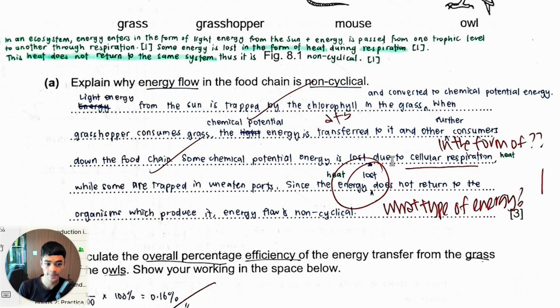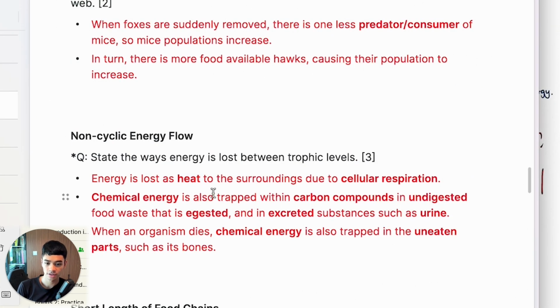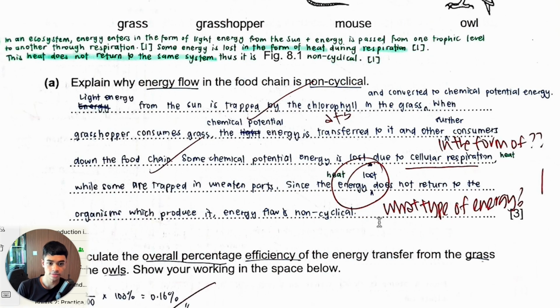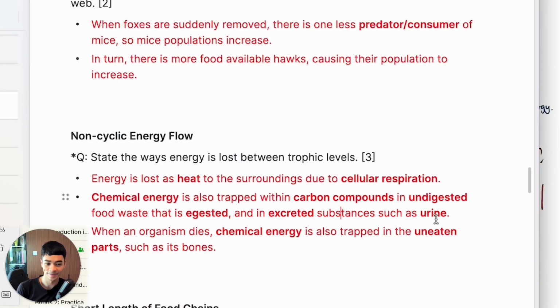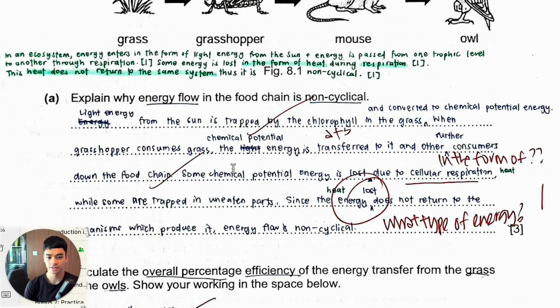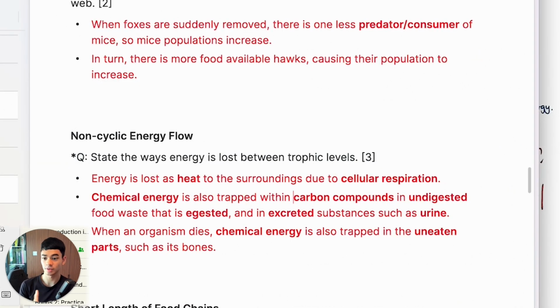How to improve this more? You say energy is lost due to cellular respiration, and some is trapped in uneaten parts as carbon compounds. Or in the carbon compounds, because you see here, trapped in the carbon compounds for the uneaten parts. And you didn't mention the excreted substances or ingested substances, which is okay. That was not necessary, though if it's me, I'll be kiasu, so I will write about the excreted substances, like urine. And the last thing is we need to talk about how it doesn't return within the system. It's lost to the environment and it never comes back.